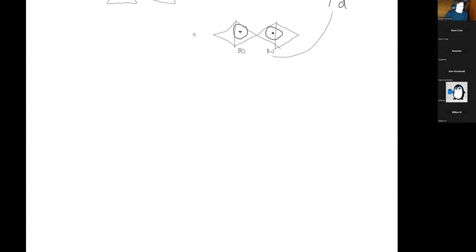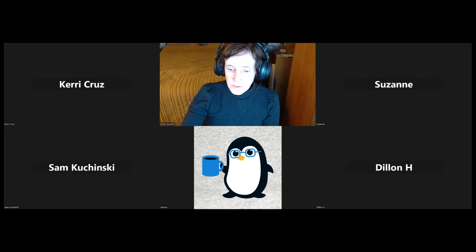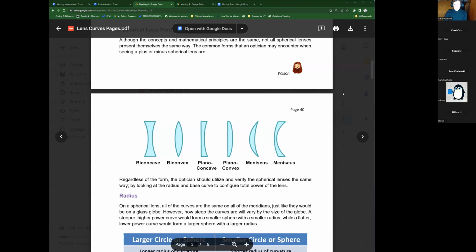All right, so I did want to also talk briefly about the lens curves that we read about in the book as well. They did go over different lens forms, and I'm going to go through the things I gave you to read just to find the images that are helpful here. So I'm going to get out of this whiteboard briefly and then go back to sharing. This one. Okay.